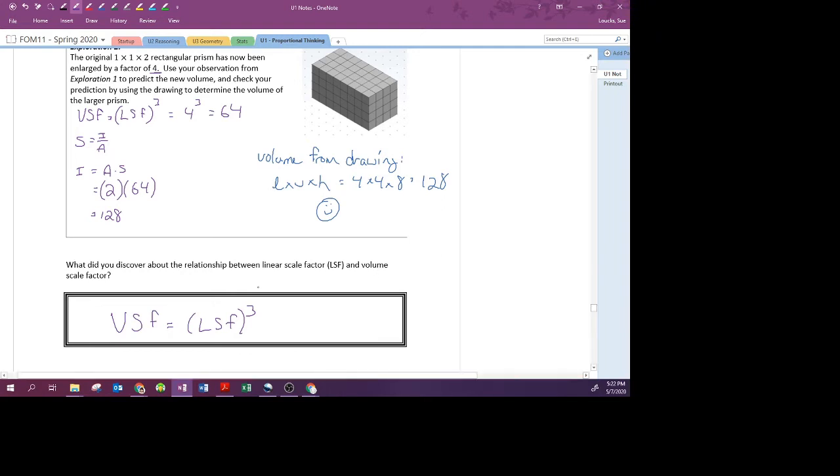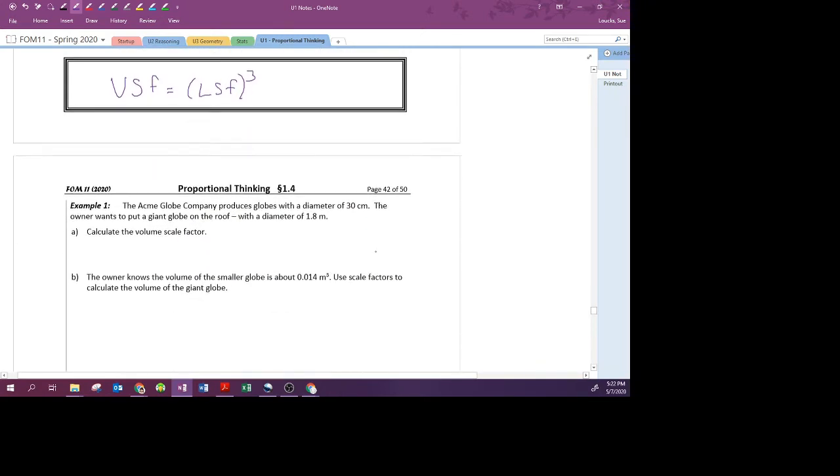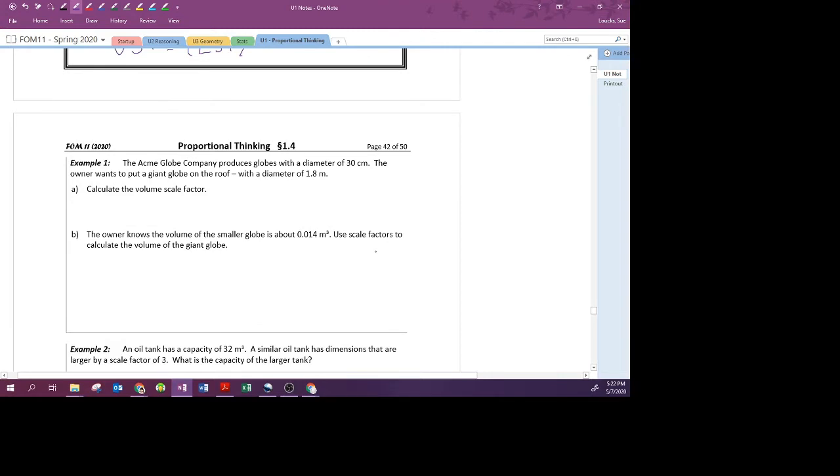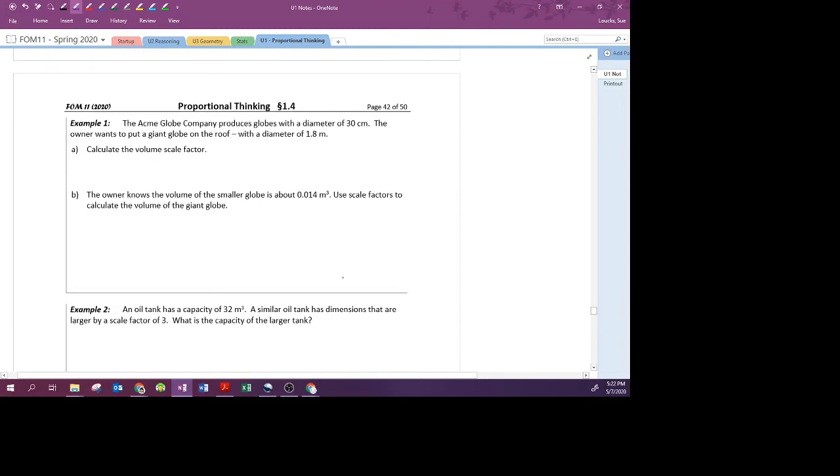Let's do a couple of examples. The Acme Globe Company produces globes with a diameter of 30 centimeters. The owner wants to put a giant globe on the roof with a diameter of 1.8 meters. Calculate the volume scale factor.